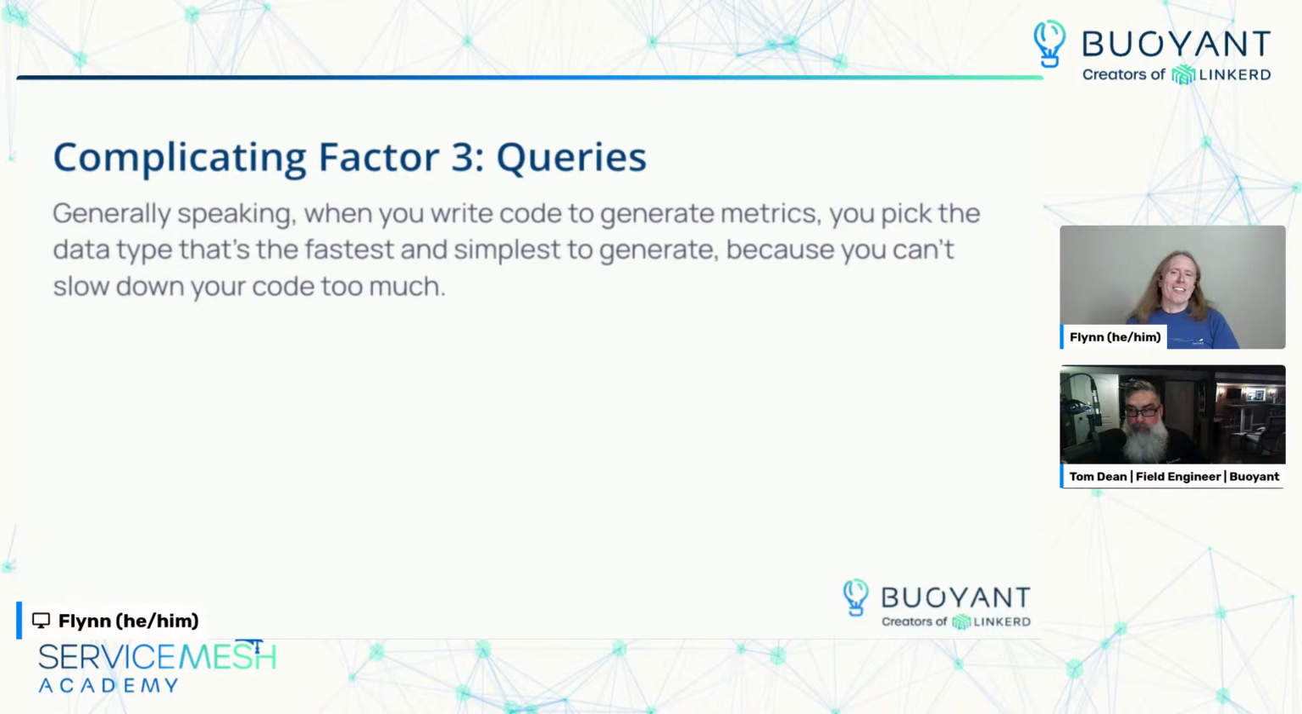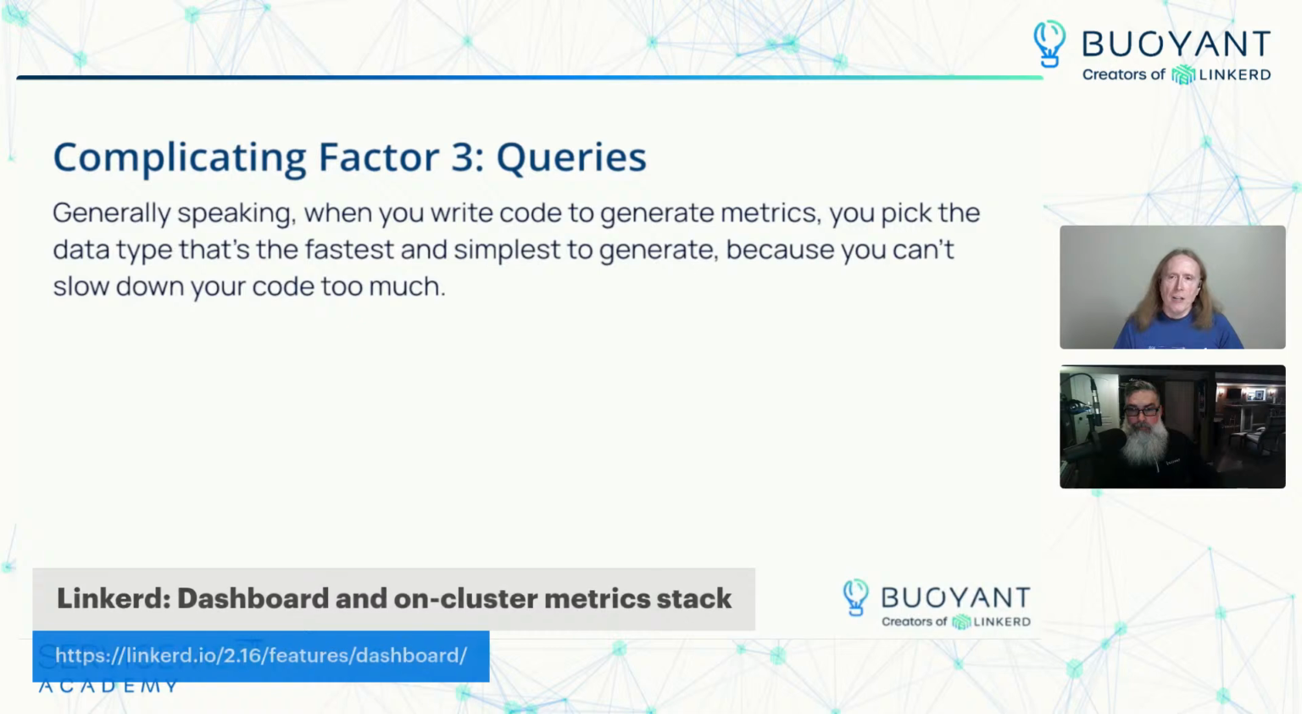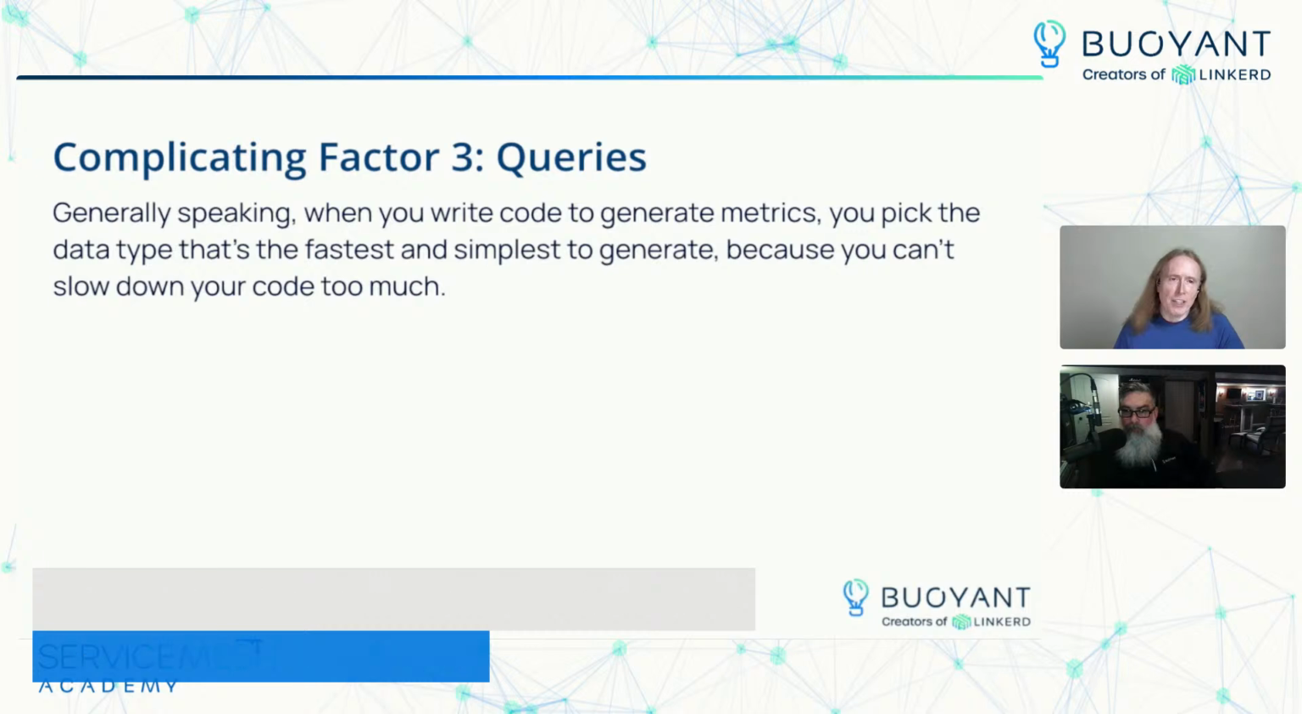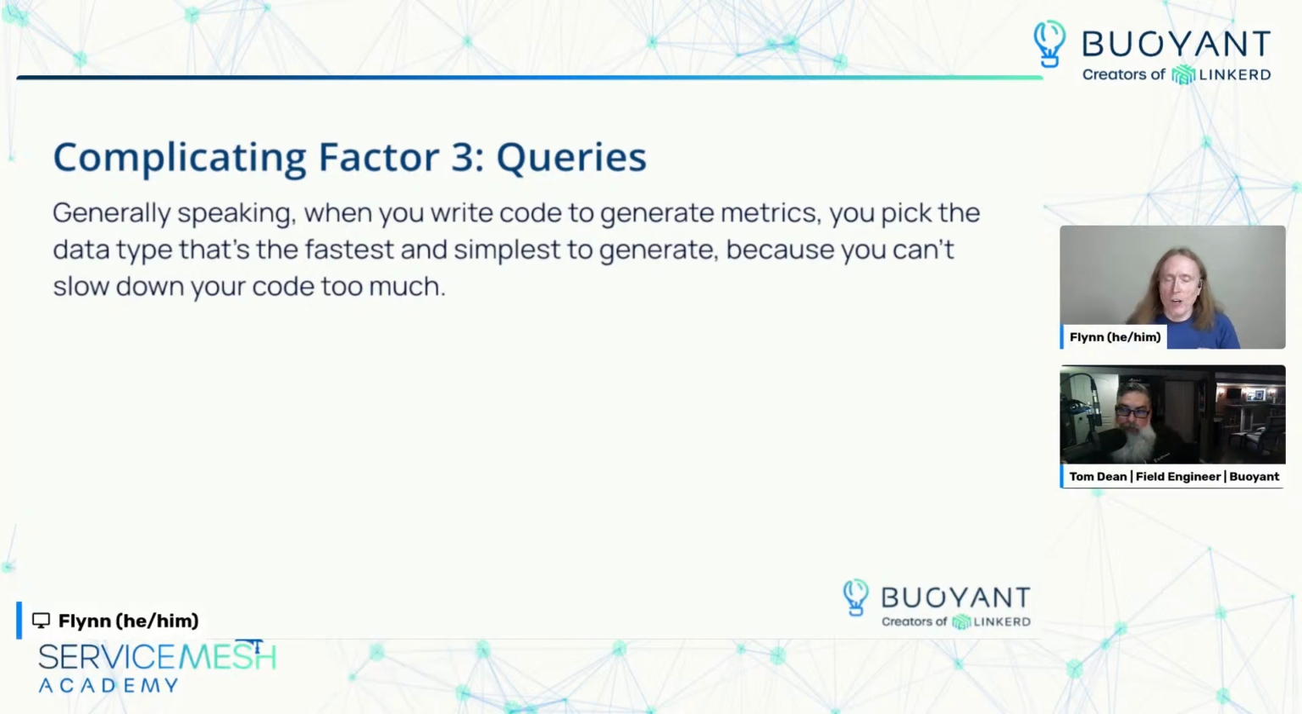All right, all of this brings us to the third complicating factor, which is queries. Generally speaking, people who are writing the code that generates the metrics pick the data type that is the fastest and the simplest to generate, because you typically are instrumenting places in your code that you really do not want to slow down.